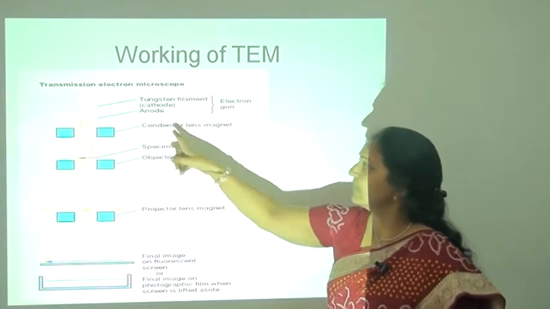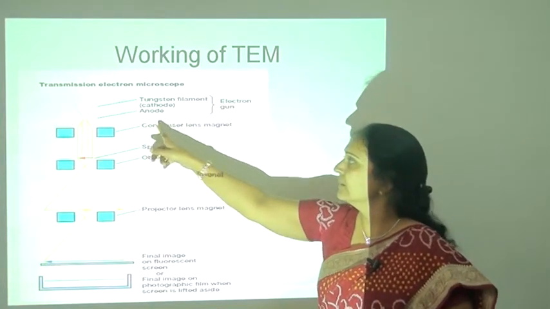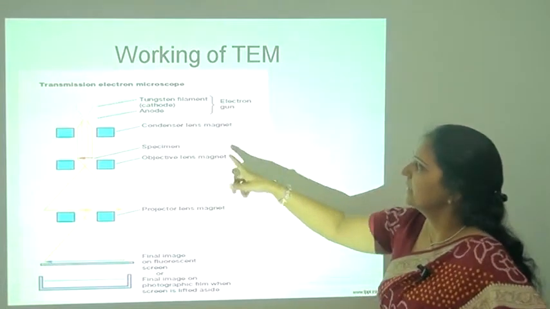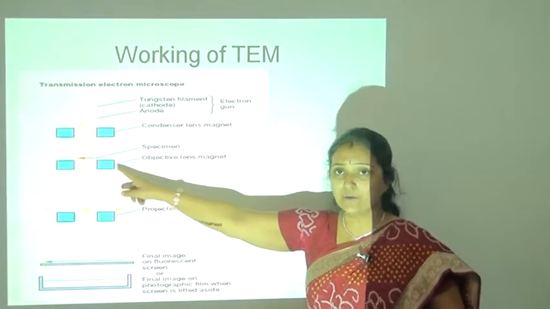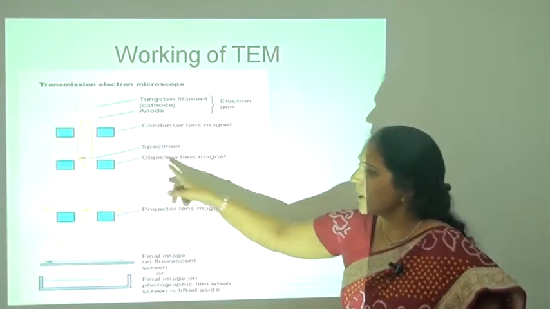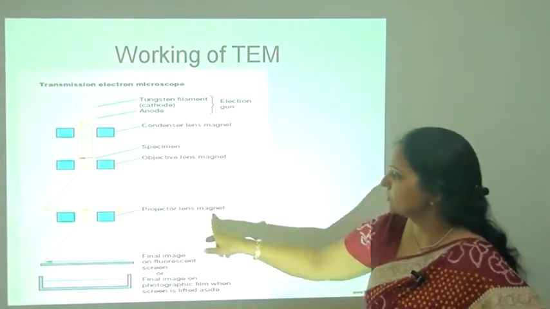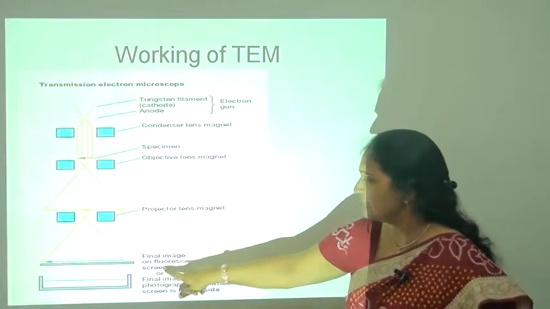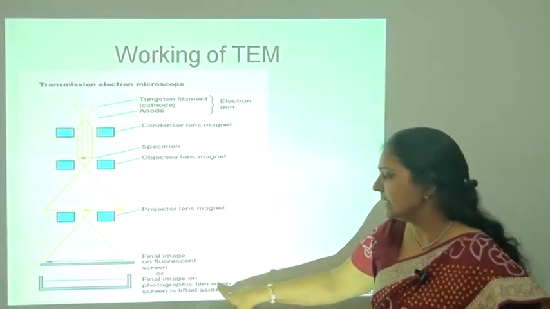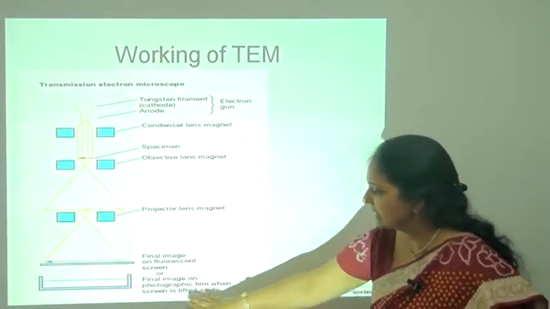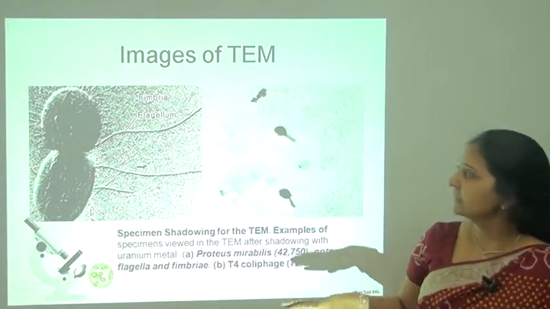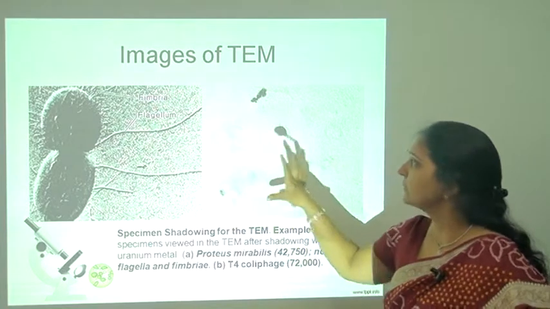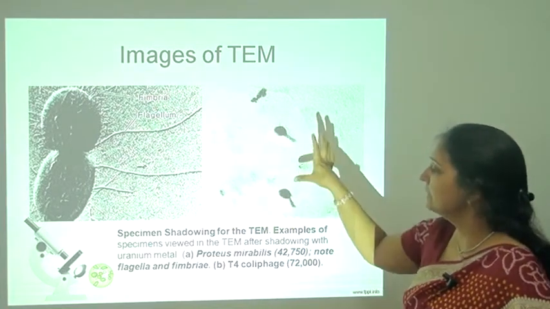This is the tungsten filament, which is the cathode, and the other is the anode. This is the condenser lens magnet. Here we can keep the specimen. This is the objective lens magnet, then the projector lens magnet, and the final image appears on the fluorescent screen, or on the photographic film when the screen is lifted aside.